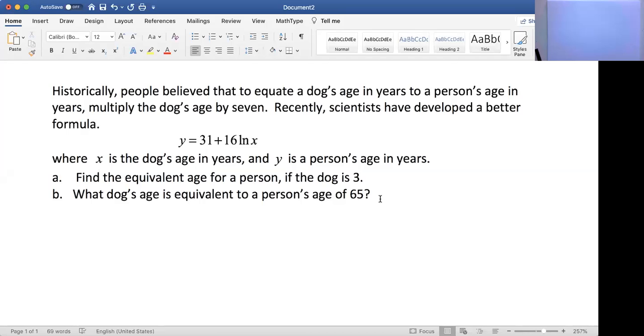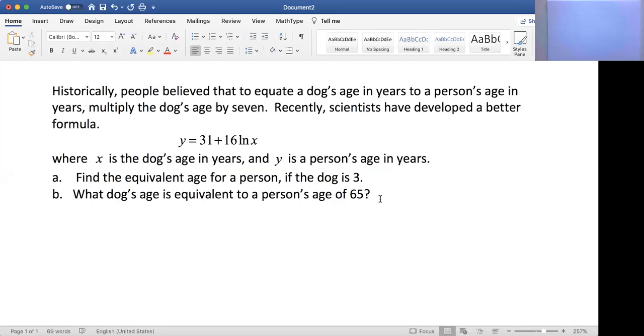Historically, people believe that to equate a dog's age in years to a person's age in years, multiply the dog's age by 7. Recently, scientists have developed a better formula, namely that y, which is the person's age, is 31 plus 16 times the natural log of x, the dog's age. You want to find the equivalent age for a person if the dog is 3, and find out what dog's age is equivalent to a person's age of 65.